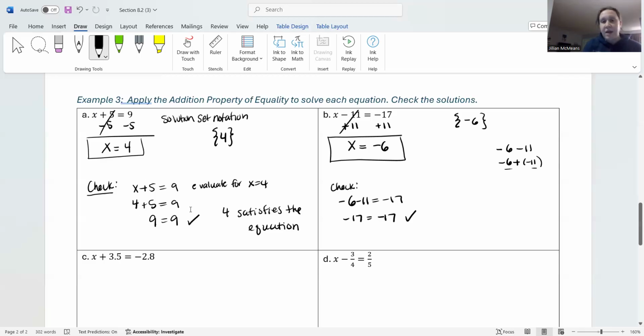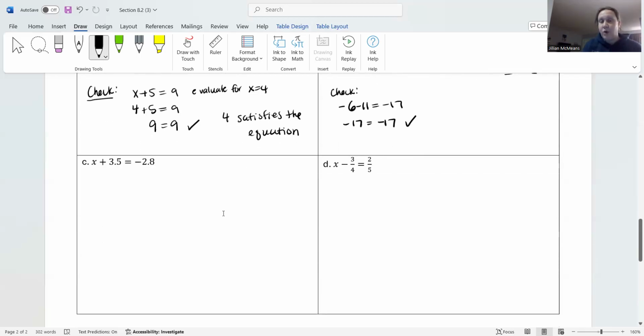Okay, now the last two examples, it's the same amount of work, except you have decimals and then you have fractions, which the process is the same, but the simplifying might be a little more involved.